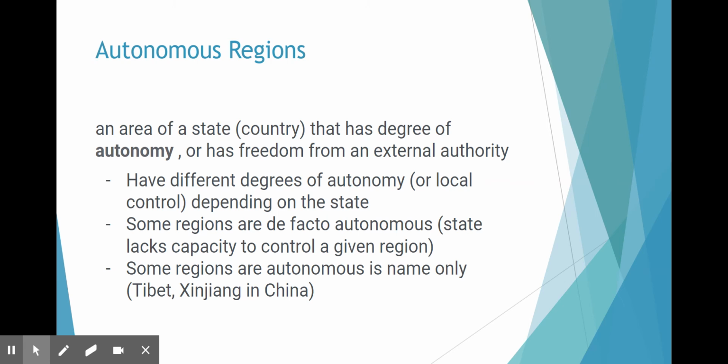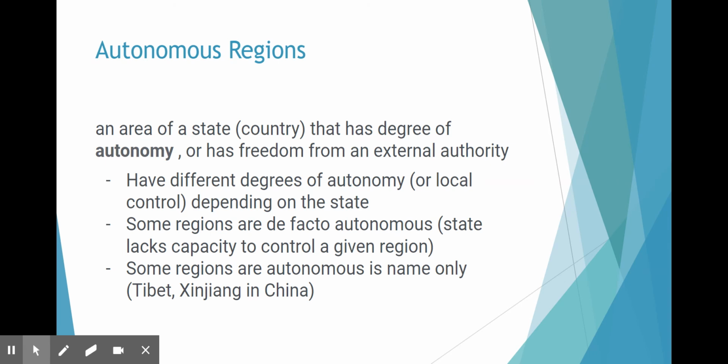So autonomous regions are really tricky, I think, because there are various degrees of autonomy that depend on the country itself or the state itself, right? So you might have a place that has a lot of local control or local autonomy and essentially runs itself. So many parts of Russia, like Chechnya or Dagestan, some kind of breakaway republics that are still technically part of Russia, but actually exercise a good degree of their own local power.